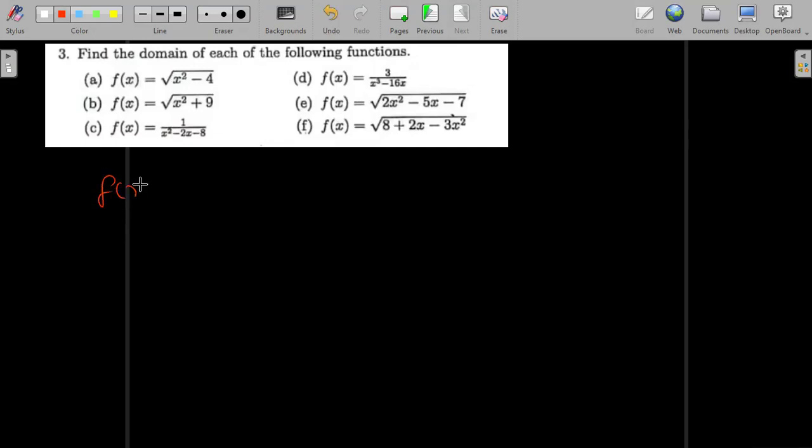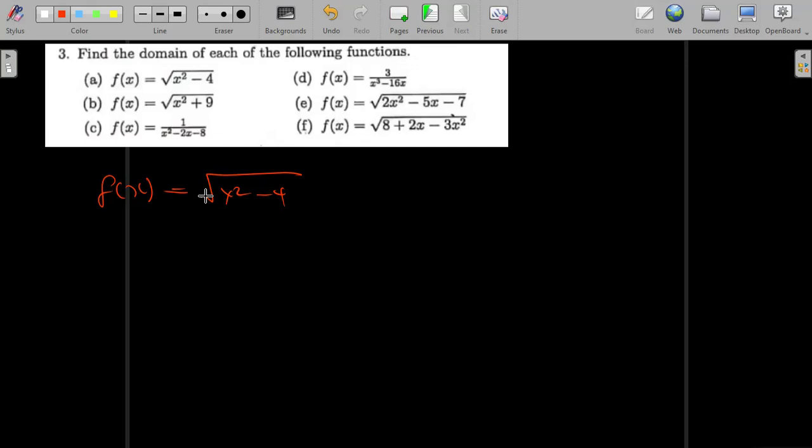So we have f of x equal to the root of x squared minus 4. And we're told to find the domain of the following function. So when it comes to finding the domain, you have to find all possible values which x can take for this function to be valid. So now, how are we going to do that?